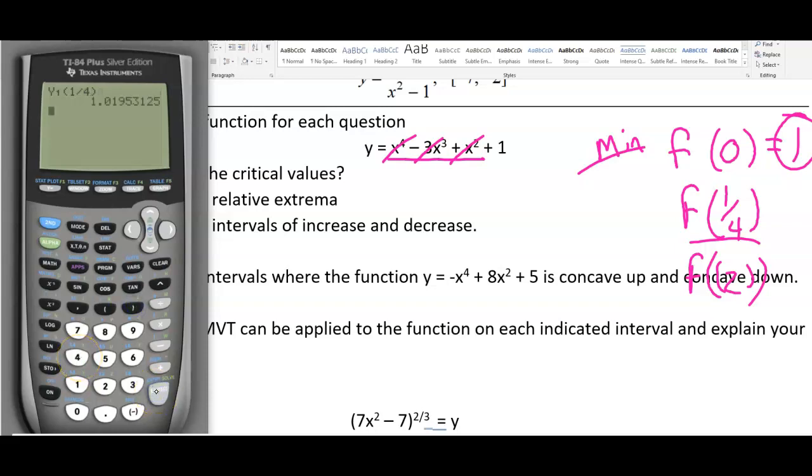Now that's going to give me a decimal answer. On your test, everything's going to be as a fraction. So we're going to push math, and we're going to push 1, and it will convert your answer into a fraction for you. But it's about 1.019, right? So, but as a fraction, we would have 261 over 256. Okay? And we decided that was our maximum value. Or it's not the maximum, it's a relative max. Same thing up here. This is a relative min.